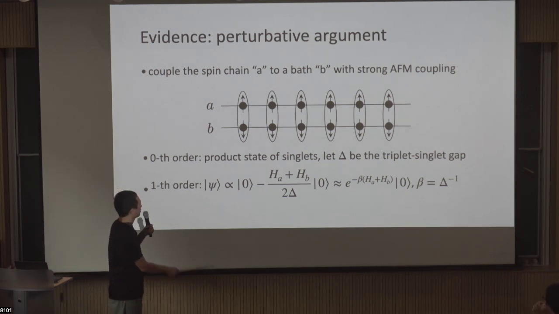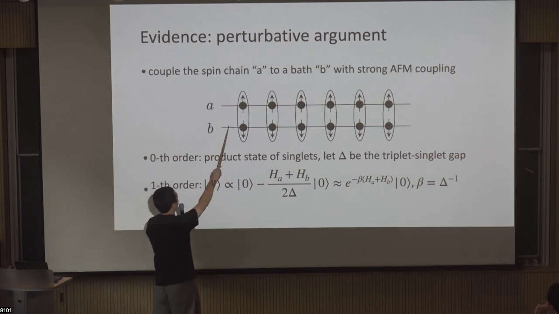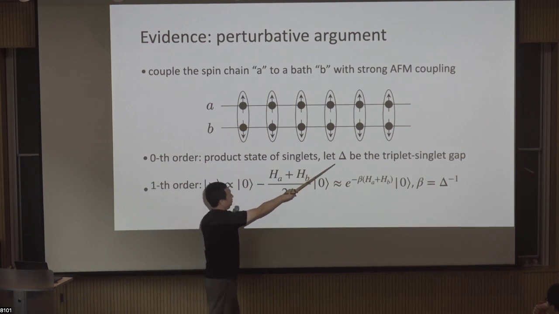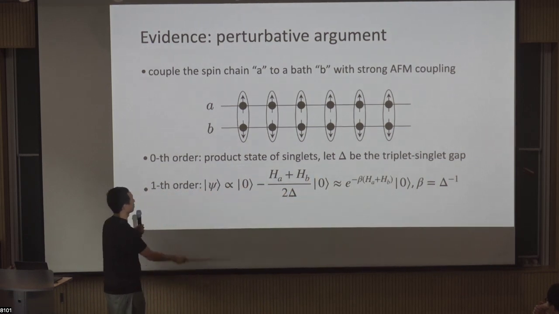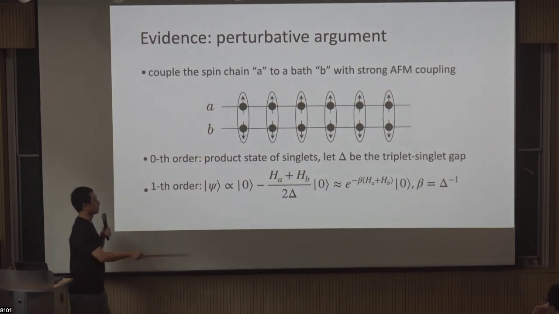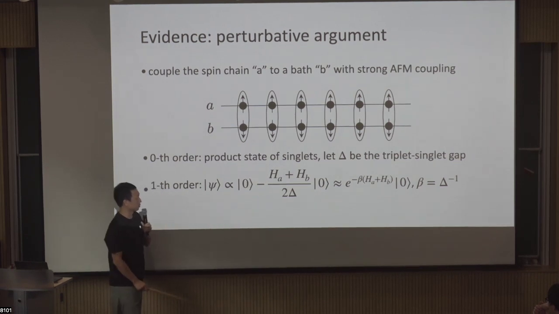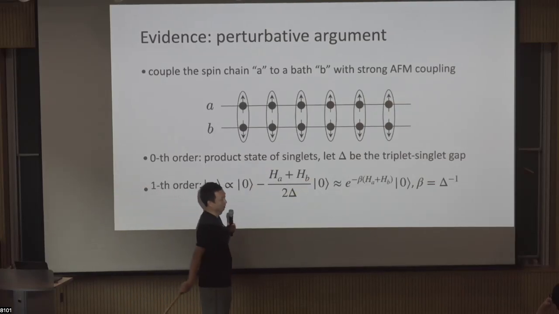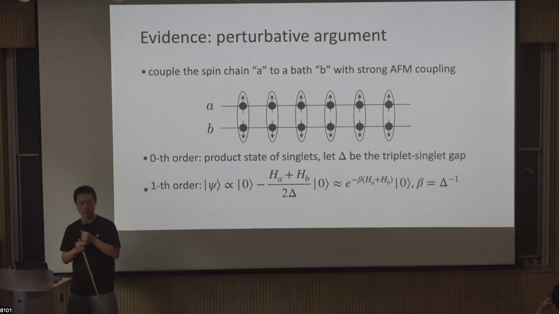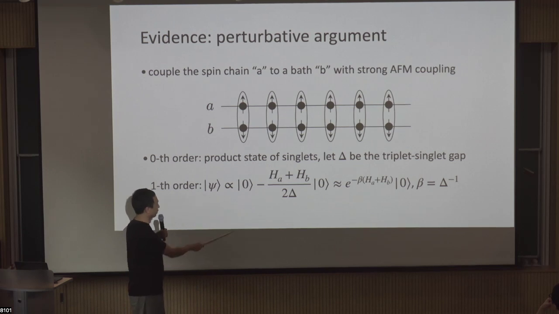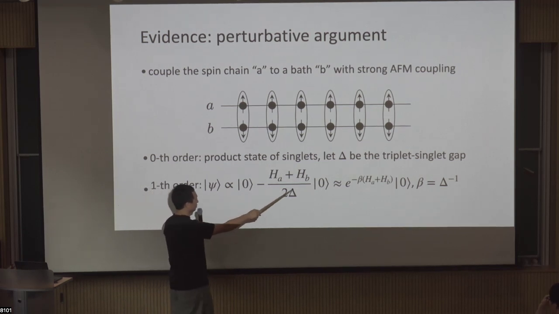So what do I mean by perturbatively? I have a strong antiferromagnetic coupling. Let's say the singlet-triplet gap I denote as delta, the large energy gap. Then I apply a Hamiltonian HA, which is small in the sense that its operator norm is small compared to delta, or the energy scale of this Hamiltonian is small in terms of delta. So I can just do quantum mechanical perturbation theory, like in a textbook. I simplify the formula a little bit. I already projected to the first excited states.